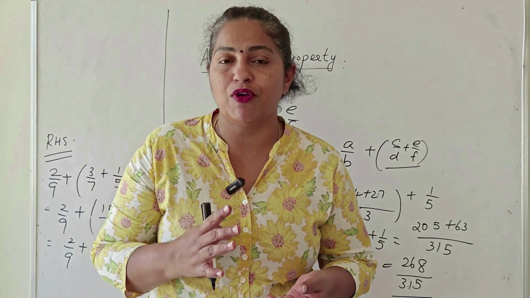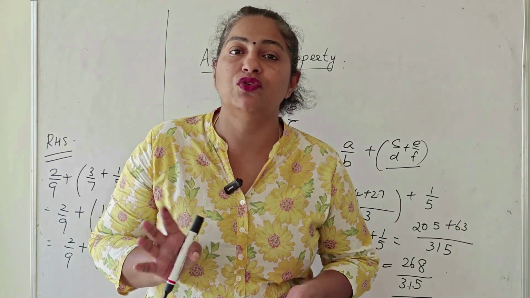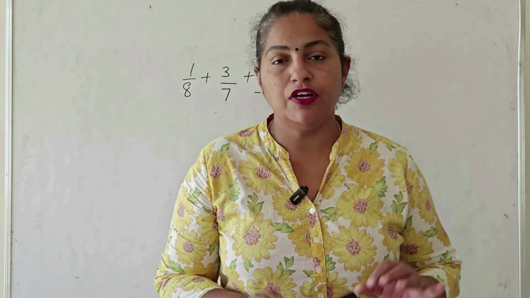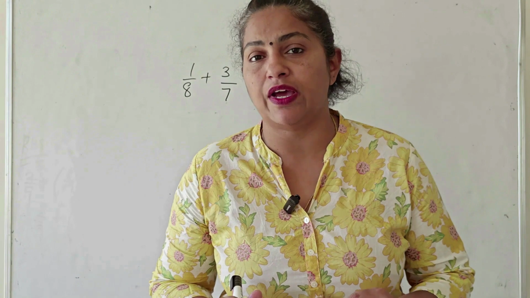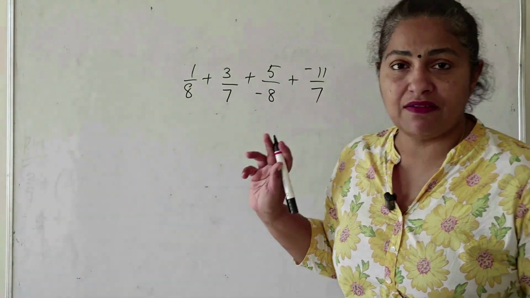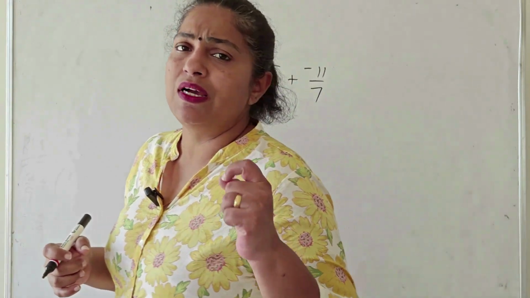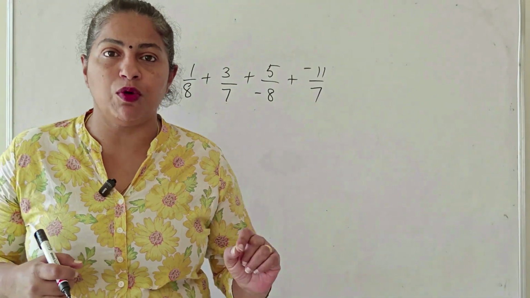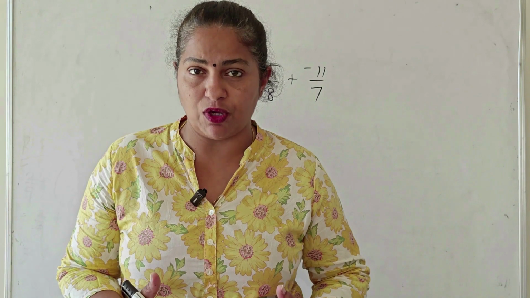Now why is associative property important, or how are we going to apply this? You are given four rational numbers and you need to add them, and these are the four rational numbers: 1 by 8, 3 by 7, 5 by minus 8 and minus 11 by 7. You need to add them. Why are we using associative property, or why am I talking about associative property here?